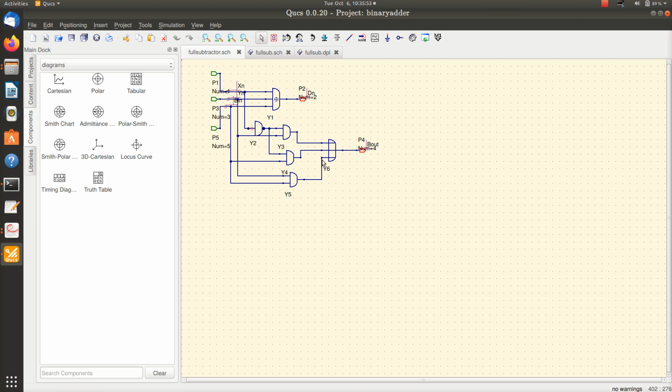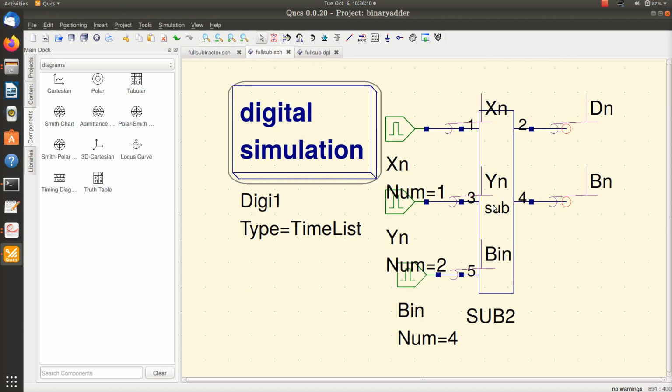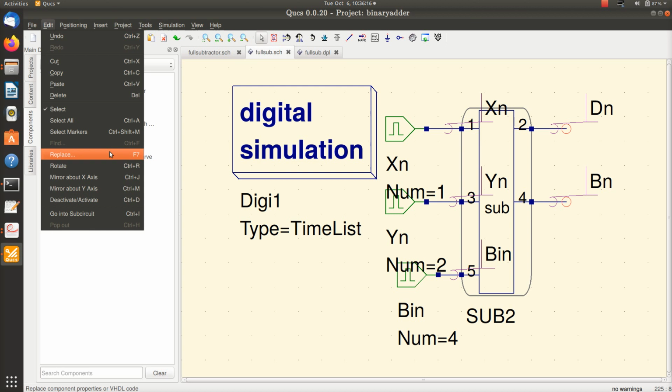These things are rolled together to get my borrow output. So this is my difference, and this is my borrow bit. Now I can drop this in another figure. I can drop this block. This block is my sub circuit. I will go into that sub circuit for your verification.